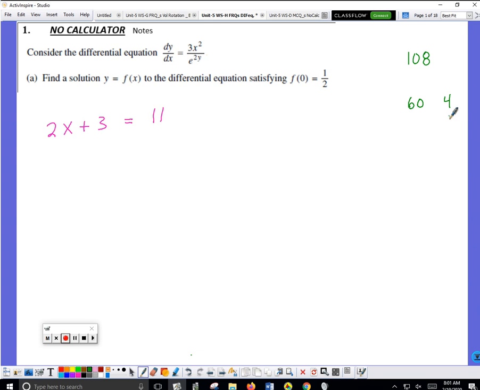The point I'm trying to make is you're not trying to get 108 points. You're trying to get more than 60 to get a 4. 5 is about 72. So not a huge step above that, just a little bit. And these are approximate, but pretty good.